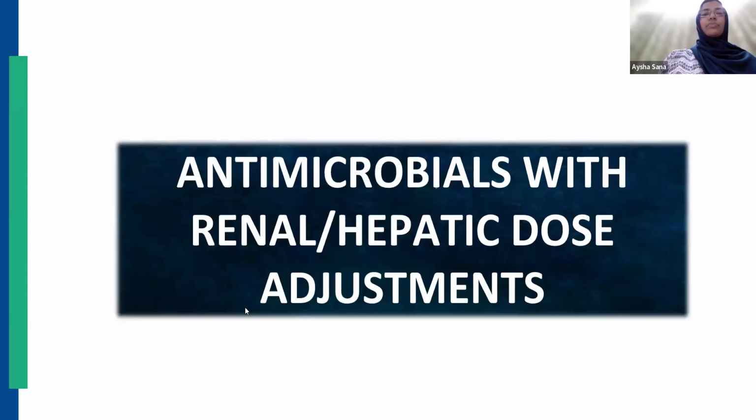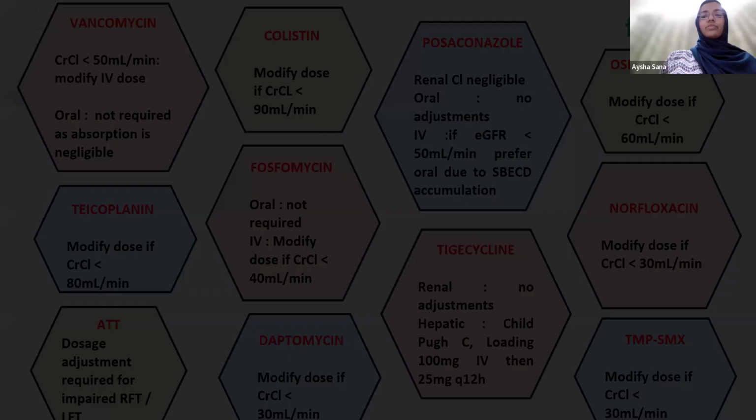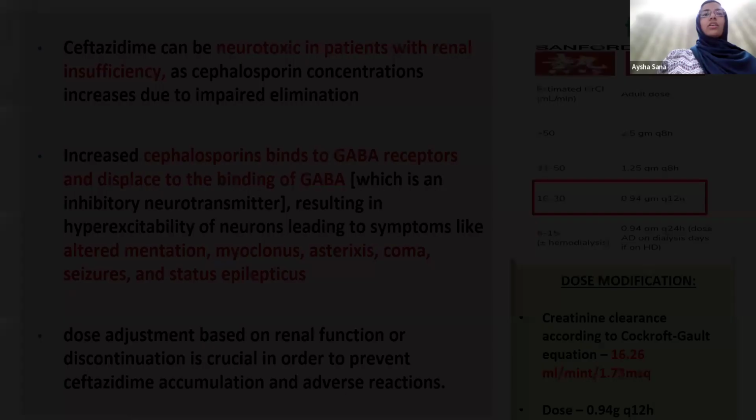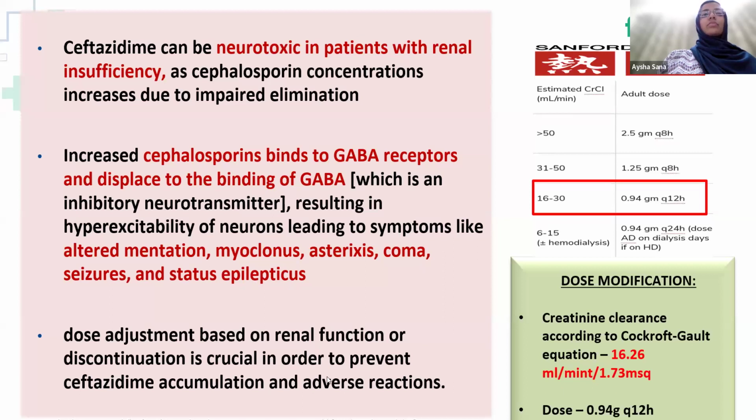Dose adjustment is therefore required in patients with impaired renal function for ceftazidime. Dose adjustment based on renal function or discontinuation is crucial in order to prevent ceftazidime accumulation and adverse reactions. So according to the Sanford guide, the dose adjustment will be 0.94 gram 12th hourly.